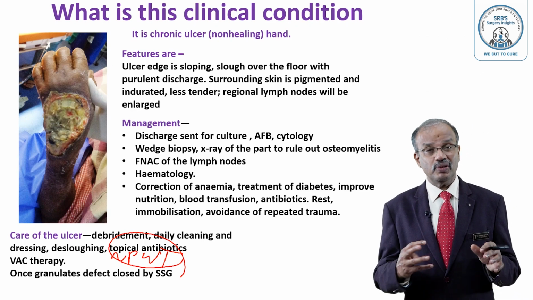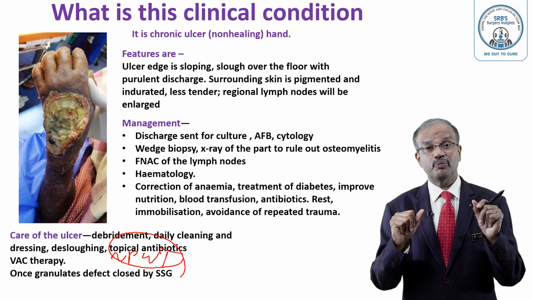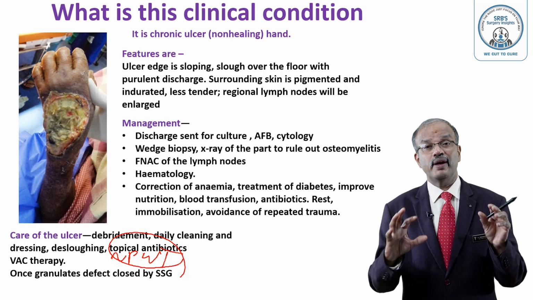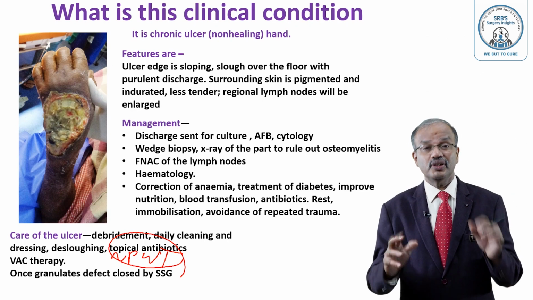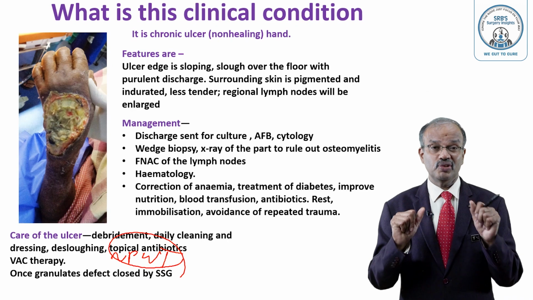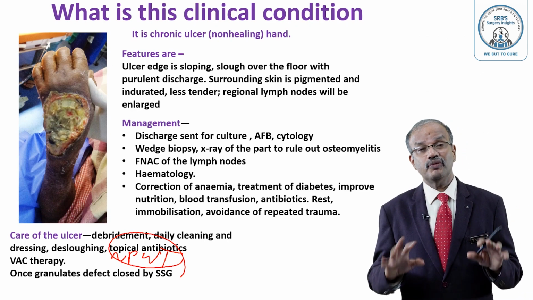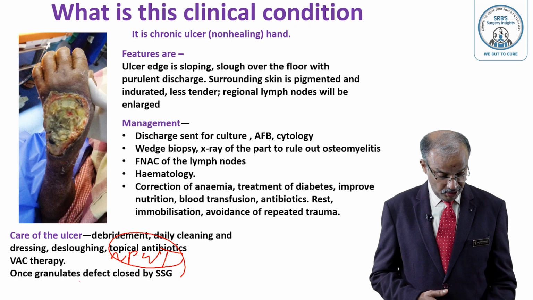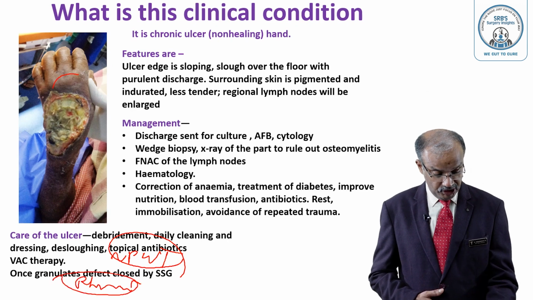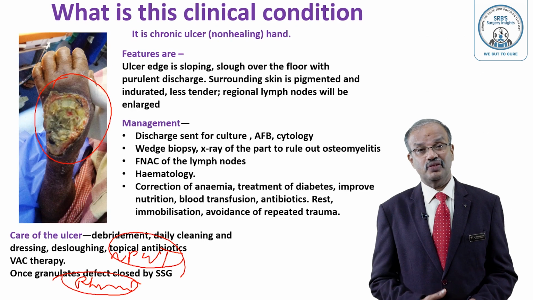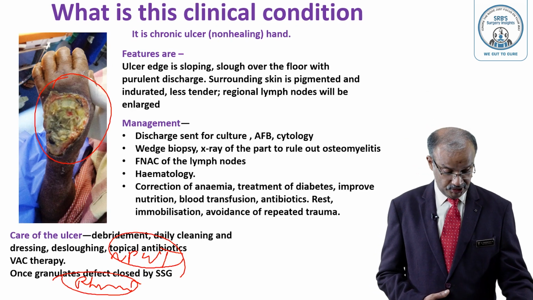And eventually, getting the function of the hand back is very important. To get the function of the hand back, proper physiotherapy and rehabilitation is very important. Physiotherapy is the most important thing. Once the wound is covered with the graft, the wound heals. So physiotherapy and rehabilitation is very important in this patient after managing this ulcer wound.